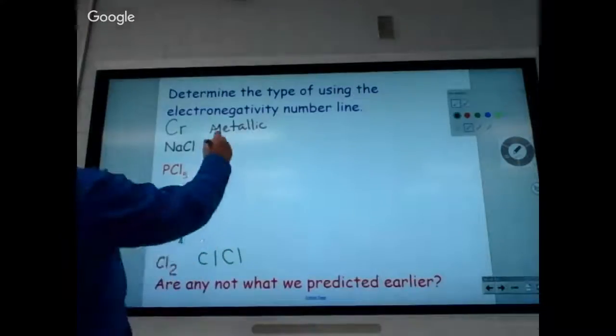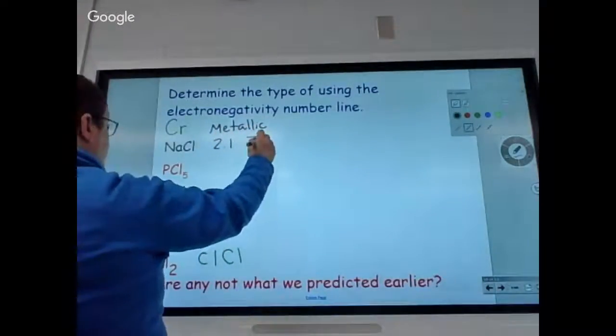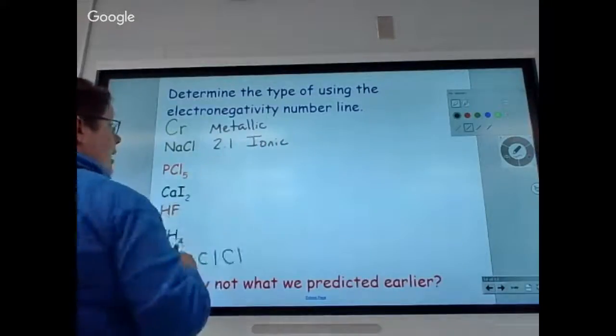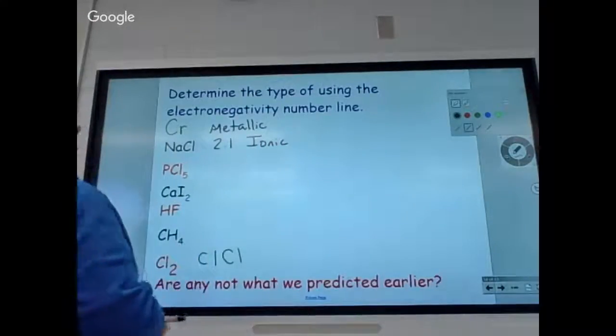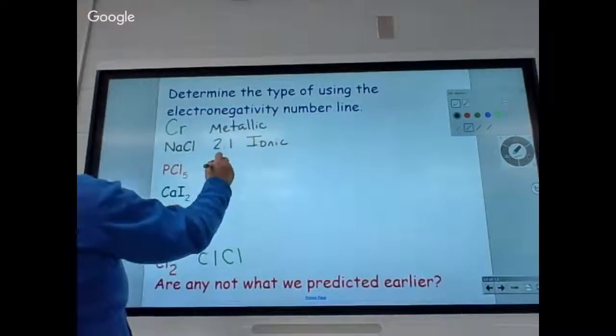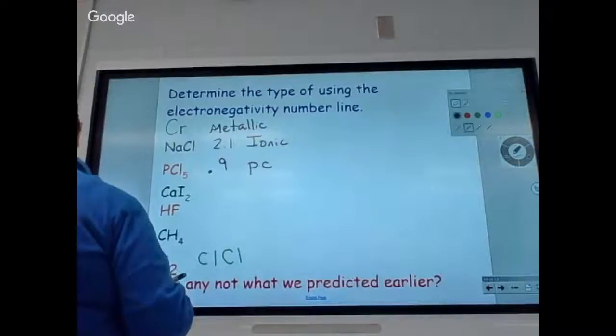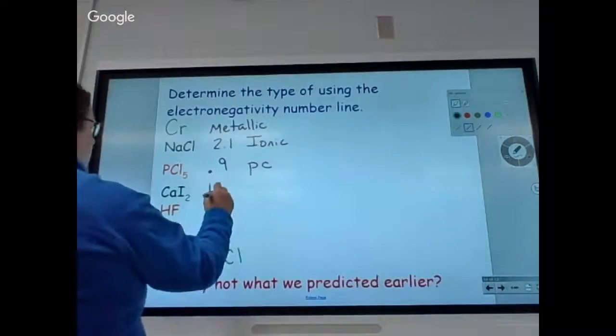So, NaCl, you got 2.1, so you said it was what? Okay. Did it agree with what we did yesterday? Yes. All right, PCl5, when you subtracted it, you got what number? 0.9. 0.9, and so you got polar covalent. Did it agree? Yeah. Okay. CaI2, you got what? And you got polar covalent.